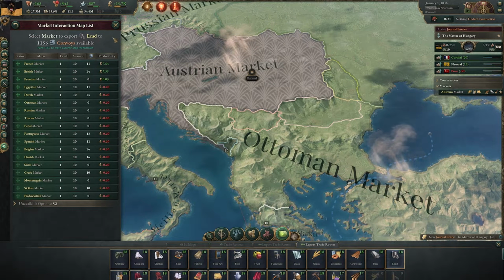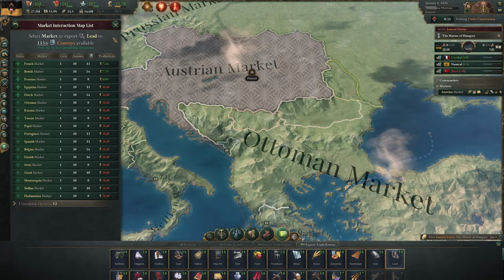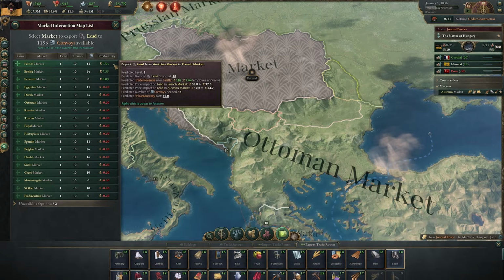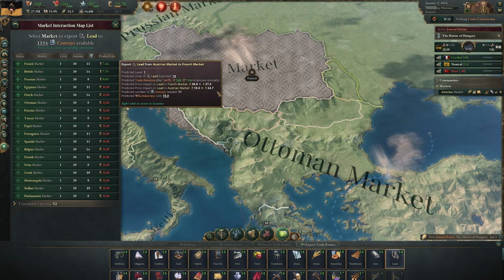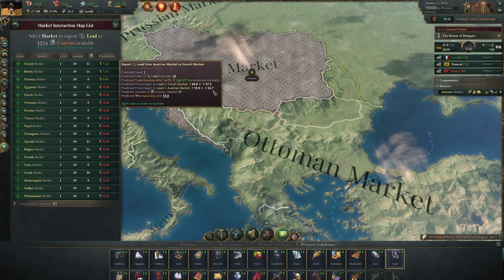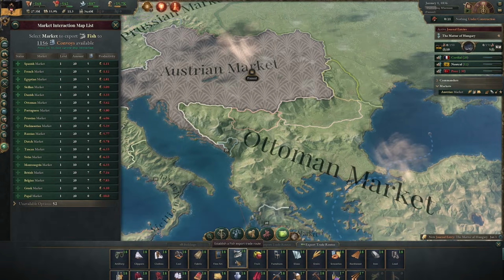An important thing to remember is that I honestly would not export basic goods no matter how enticing it might be, because you'll see here, if we export lead to the French market, our lead price within our own market goes up drastically. So that means if I were to export fish, that doesn't go up that much.